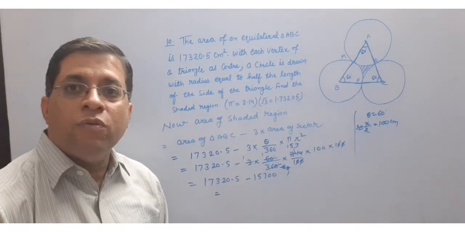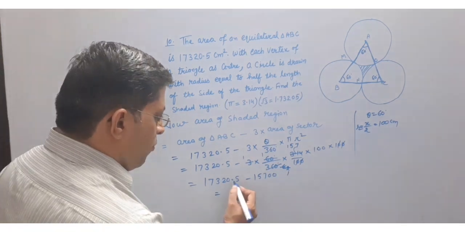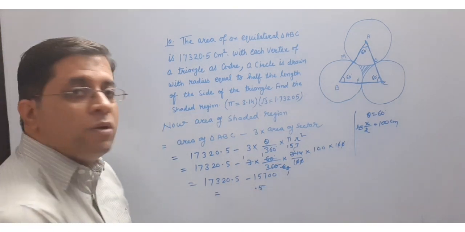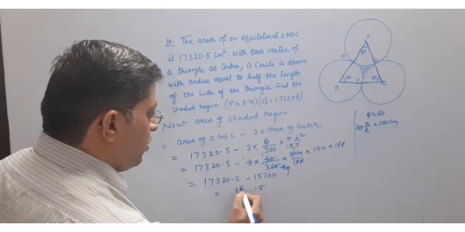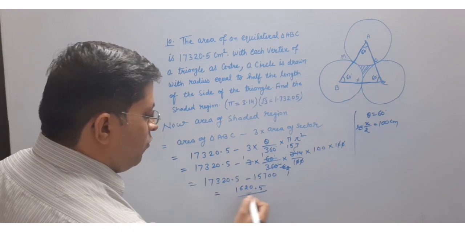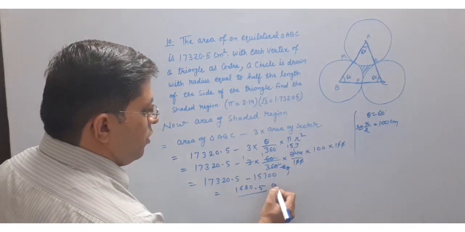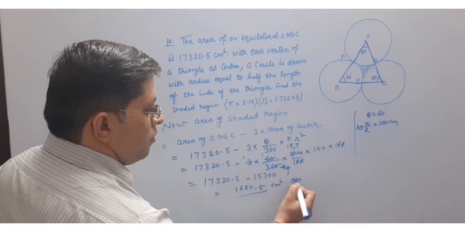After subtracting, what you will get? See. Okay. 0.5 is already 0.5. Then what will come? This is 1620.5. This is your centimeter square.